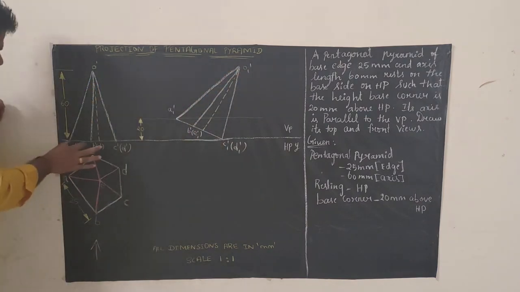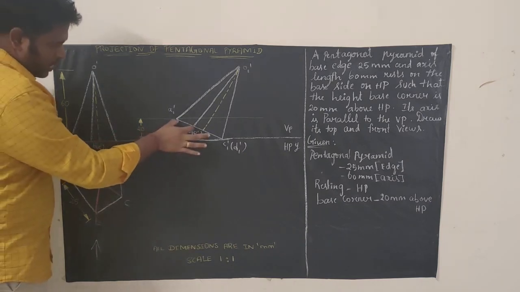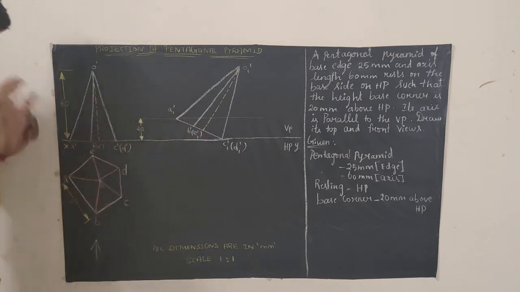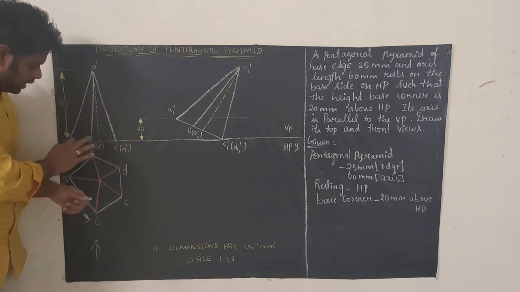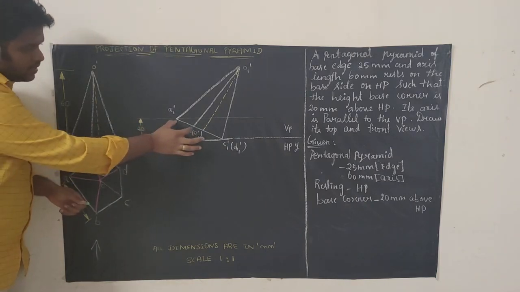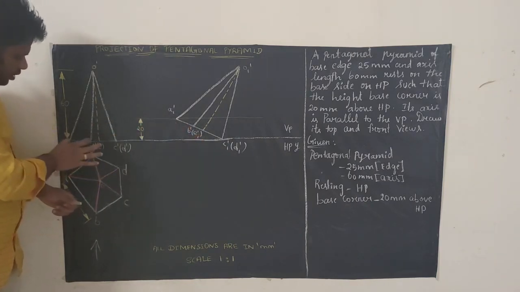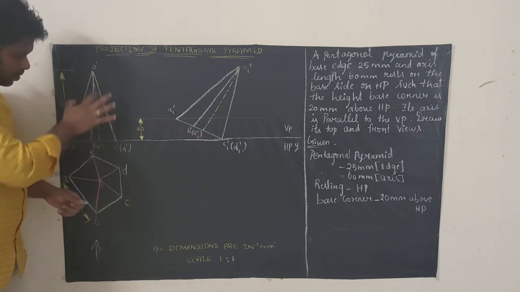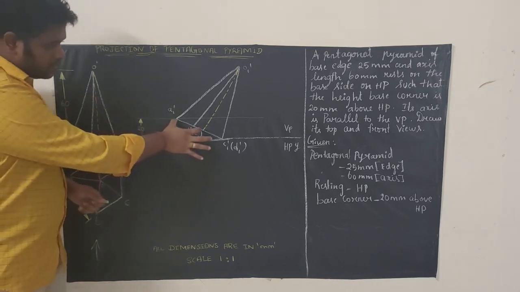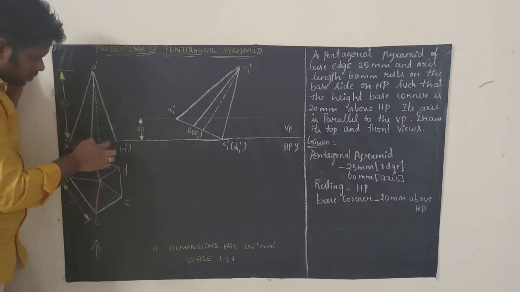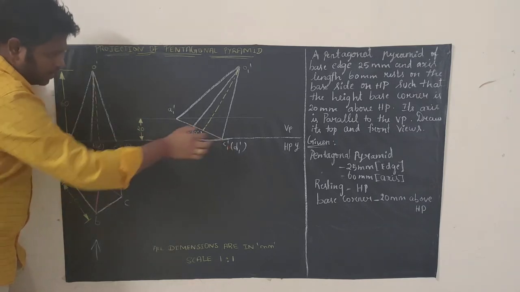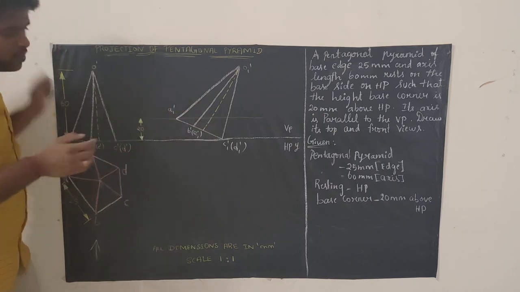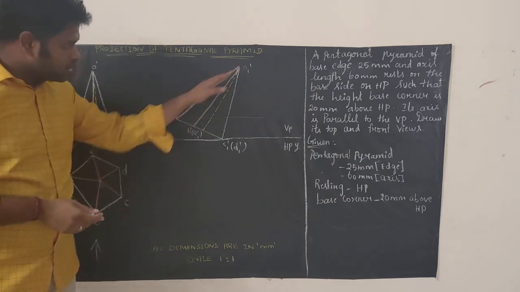Next, whatever distance we have from A dash to B dash, the same distance you will have here. So take your scale and measure between A dash and B dash. In the same way, keep a point here. Measure from A dash to the axis line, and keep the same distance here. You can also go this way: how much distance you have from C dash to the axis line, the same distance you will have here. Then take your scale and, after keeping a point, join a line.